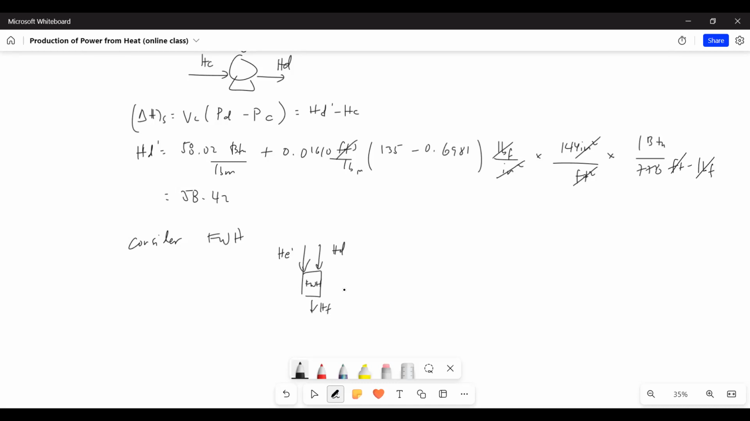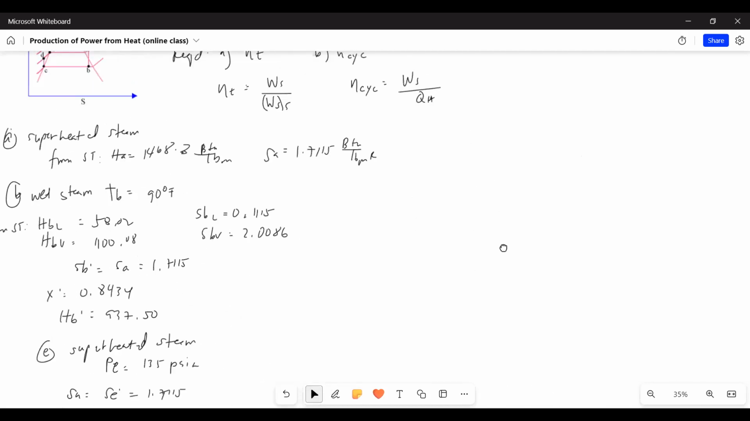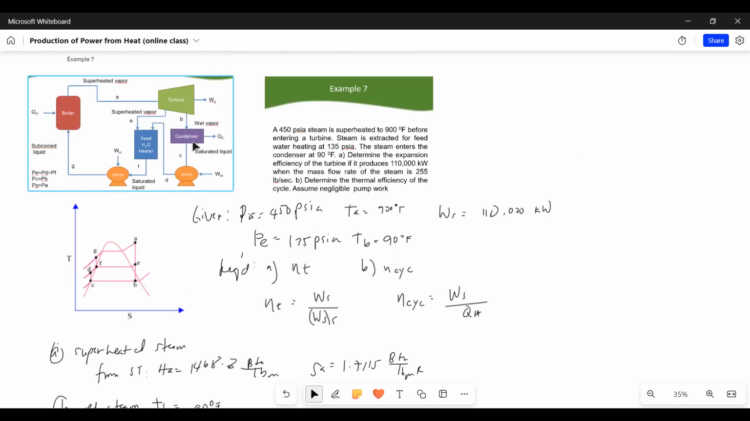remember, if may fraction na, let M1 be the mass fraction of the steam entering the feed water heater, mass fraction of the steam at HD pala. Mass fraction of the steam at HD. Okay. So, kung M1 to HD, this, itong, ano na to, should be 1 minus M1.